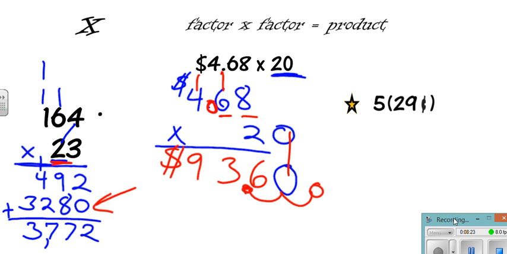All right, here's one more look at multiplication. Go ahead and solve that problem.